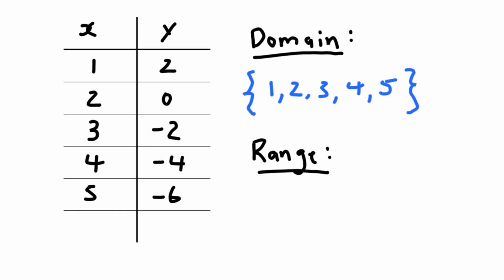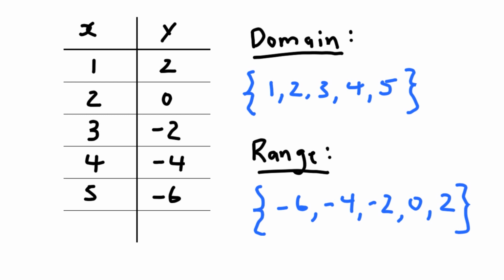Now the range, again, deals with the y values. I'm going to list out the range. So I start with my curly brackets. I'm going to start with my lowest value, -6, -4, -2, 0, and 2, and I'm going to end it with my curly brackets.